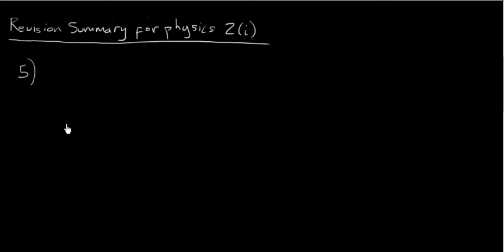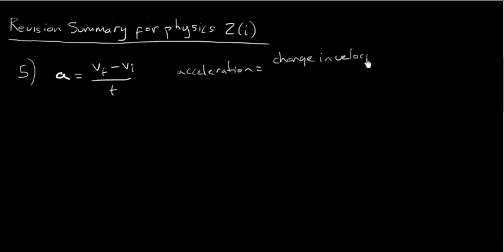Okay, hi, welcome back. We're gonna do question 5, which was the next one on the sheet. It said write down the formula for acceleration. So formula for acceleration is the final velocity minus the initial velocity over the time taken for that velocity to change. So we just wrote that in the previous question, but in words it would be acceleration equals change in velocity divided by time taken.